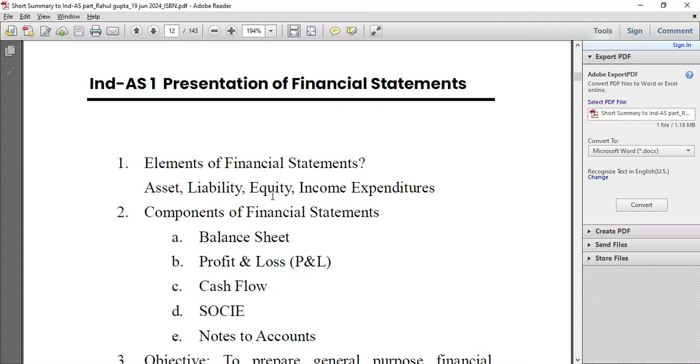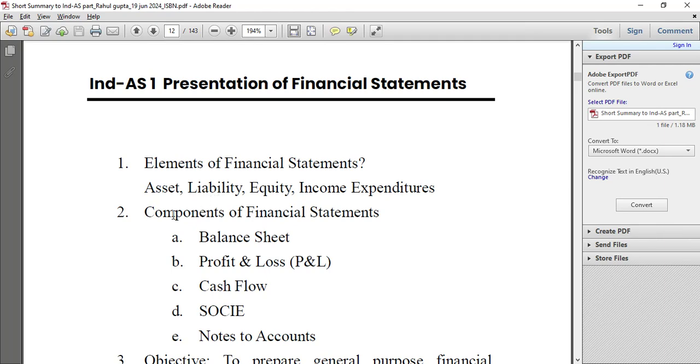Hi, today we'll discuss Ind-AS 1 presentation on financial statements. So the first point is elements of financial statements. The elements of financial statements are asset, liability, equity, income, expenditures.